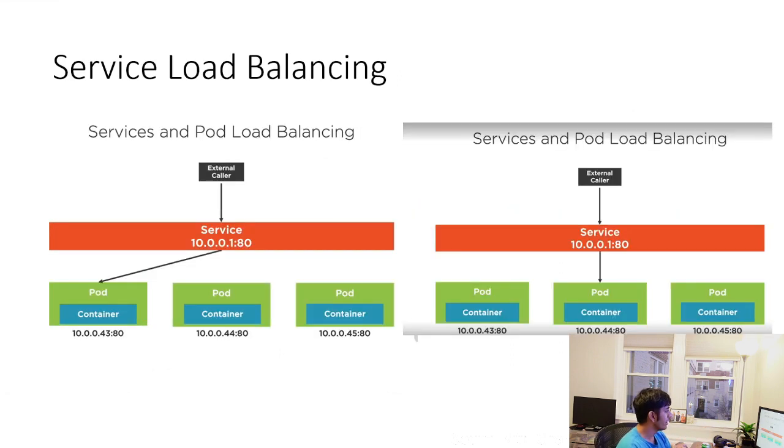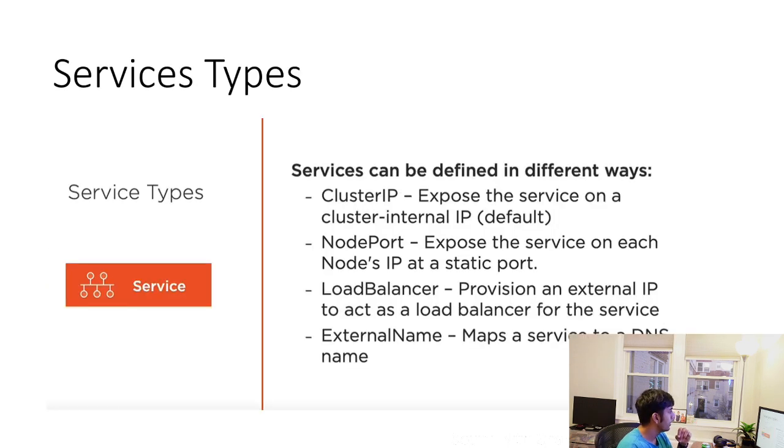Here you can see we have an external caller. He would call the service with a particular IP address, and it would be routed to pod 1. The second person comes, pod 2. Third person, pod 3. So it does the load balancing also. There are types of services you have.